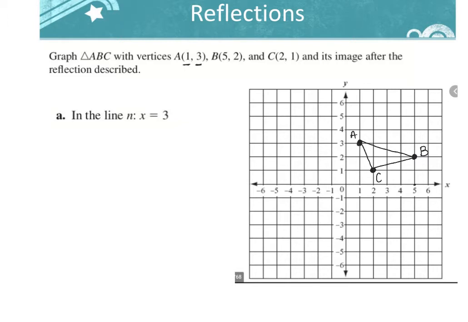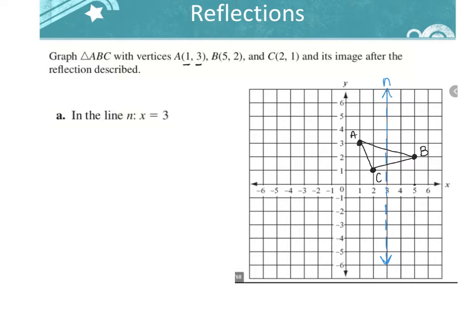Okay. So I'm going to use a different color to draw our reflection line, in the line n, which is x equals 3. So if x equals 3, that's right here, right? It's going to be a vertical line because no matter what y is, x is going to be 3. So let's draw a dotted line down this area right here at x equals 3. And we're going to label this line n, because it says in the line n, x equals 3.